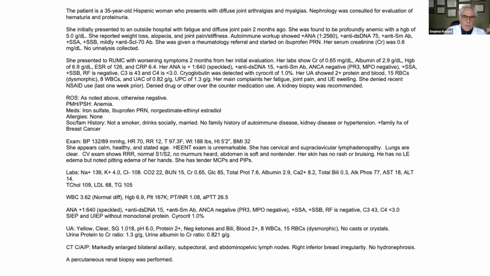The CT scans showing the enlarged nodes, you see that in lupus. You can see reactive lymph nodes. Now, you always want to rule out other things, like a lymphoma or some sort of lymphoproliferative disorder. But at this point, with a normal differential and everything else that's going on, I think lupus still becomes the highest thing on the list.